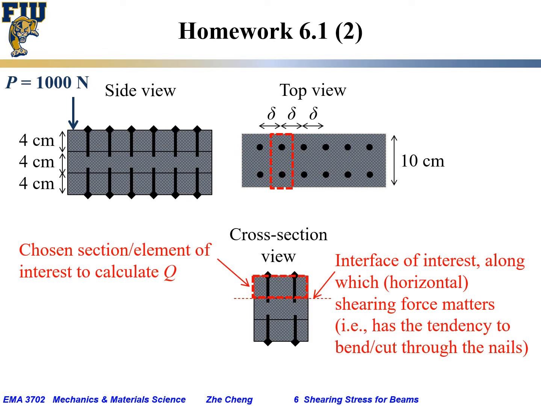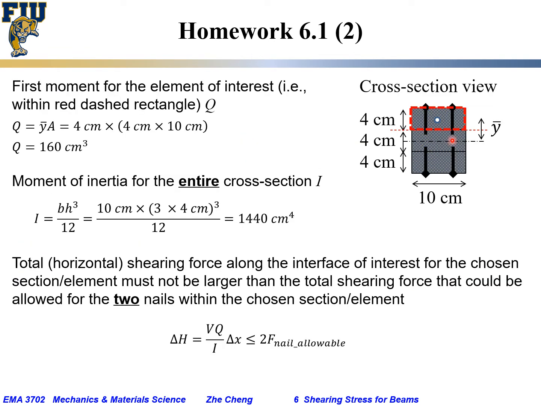Let's look at the cross section. The first moment, the Q value for the section element of interest, as we said, you calculate from the cross section view, and Q, the first moment, would be Y bar times A. A would be the cross-section area for the element of interest, and Y bar would be the distance from the center of gravity for that element to the neutral surface.